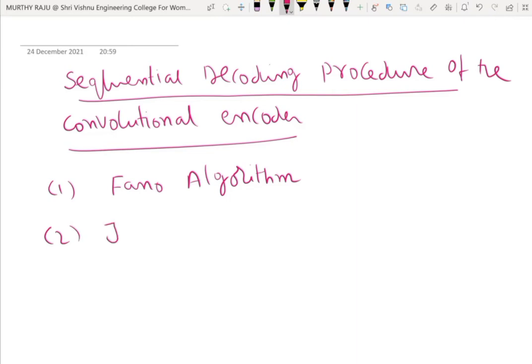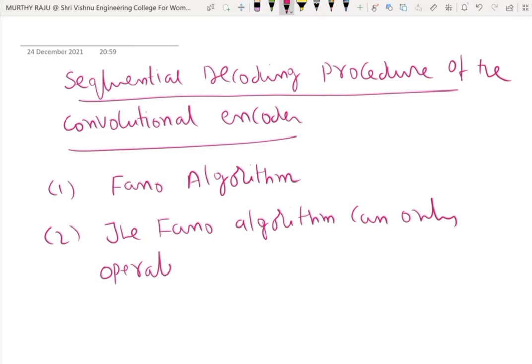Second point is the Fano algorithm can only operate over a code tree, because it cannot examine the path matching.